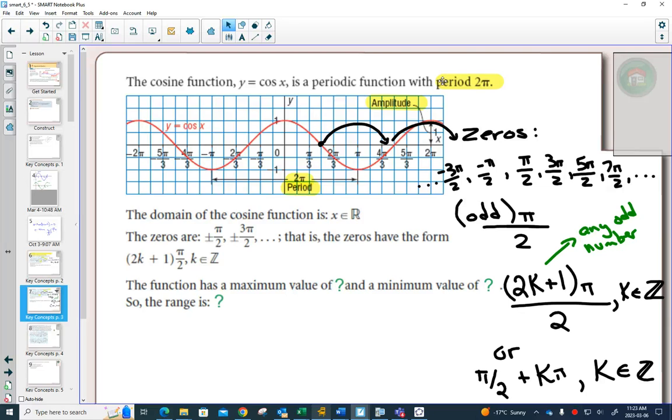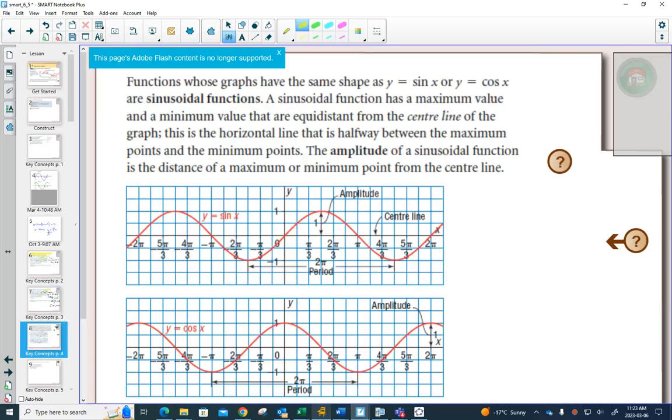And just like sine, the maximum is 1, the minimum is -1, and your range goes from -1 to 1. Just to officially highlight the definition of the amplitude on page 515: the amplitude of a sinusoidal function is the distance from the center line to either the maximum or the minimum. And your amplitude will always be positive.